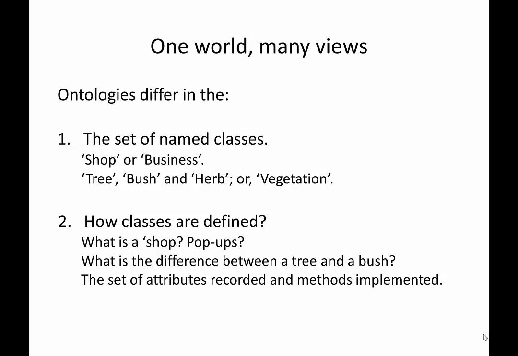You may have one class for tree, one for bush, one for herb, with a herb being just a small plant with no woody stalk, or maybe you have one class for vegetation that covers all of those and includes all those. So you could have 3 small classes, or 1 big class. There is also how those classes are actually defined. You may have the same name, business, in 2 different ontologies, 2 different computer models, but the definition of business is different in each one.